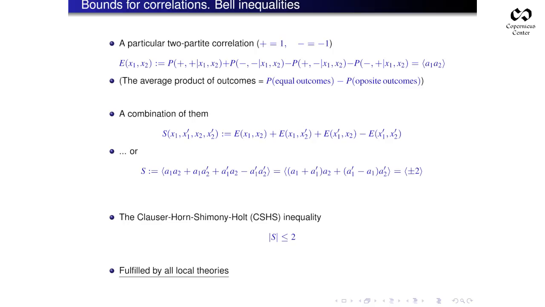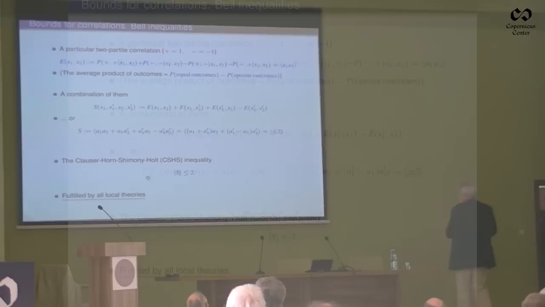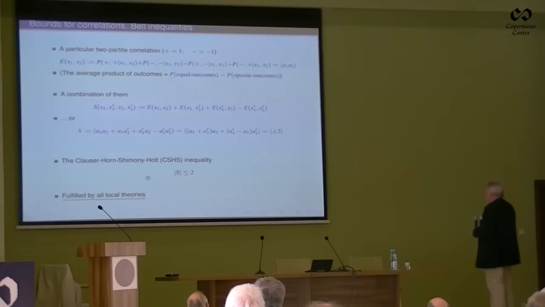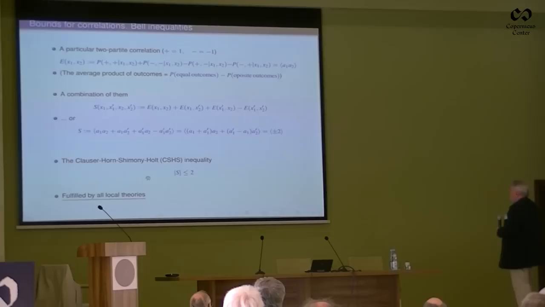So you consider a sum of probabilities. I made a shorthand notation here, that plus is plus one and minus is minus one. These are the outcomes, just to have the formula shorter. And you have this particular term. This should be plus here. I'm sorry, this is important. No, this is okay. Sorry, this is okay.